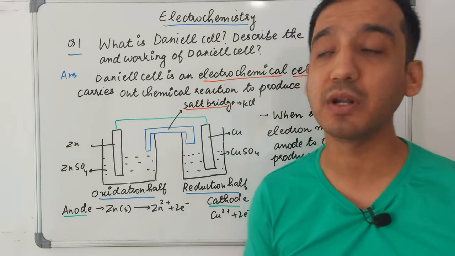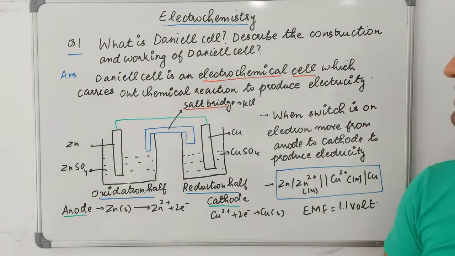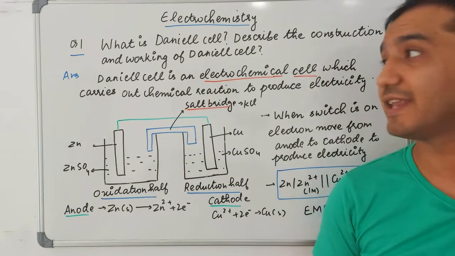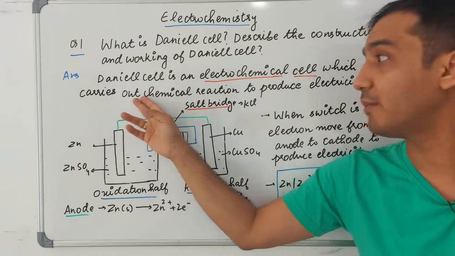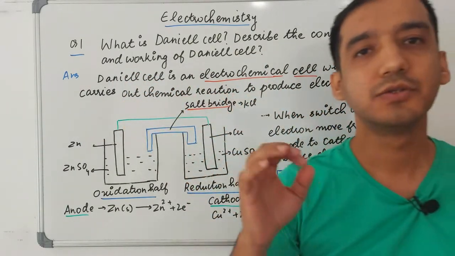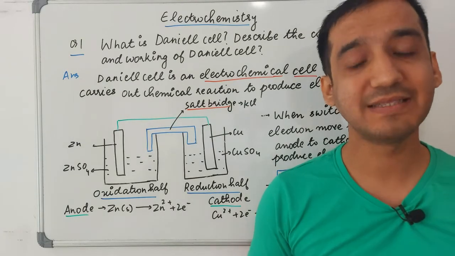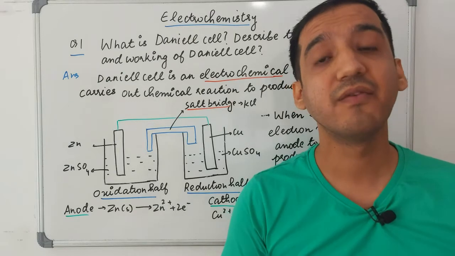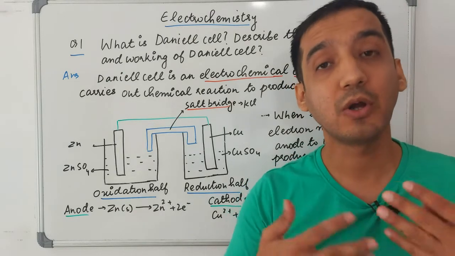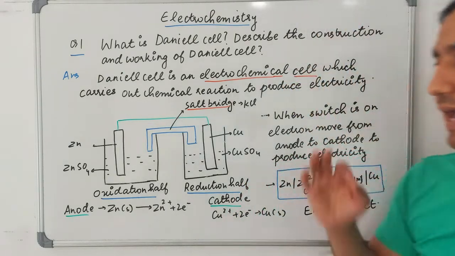First question is a very important question. It is the Daniell cell, and describe the construction and working of the Daniell cell. Daniell cell is an electrochemical cell which carries out a chemical reaction to produce electricity. So the Daniell cell is a type of electrochemical cell. So what are electrochemical cells? Electrochemical cells are the cells in which, because of a chemical reaction, there is production of electricity.